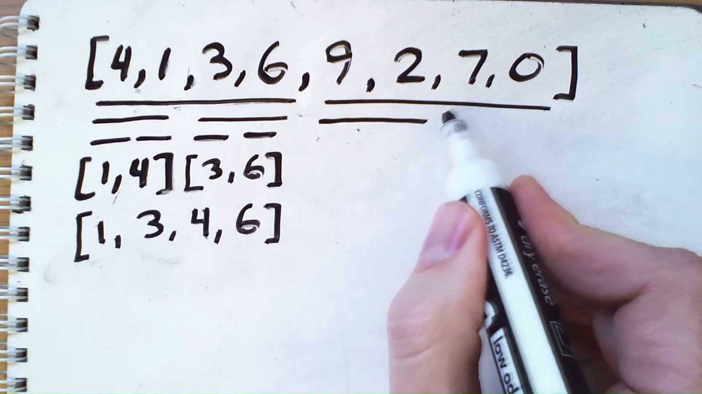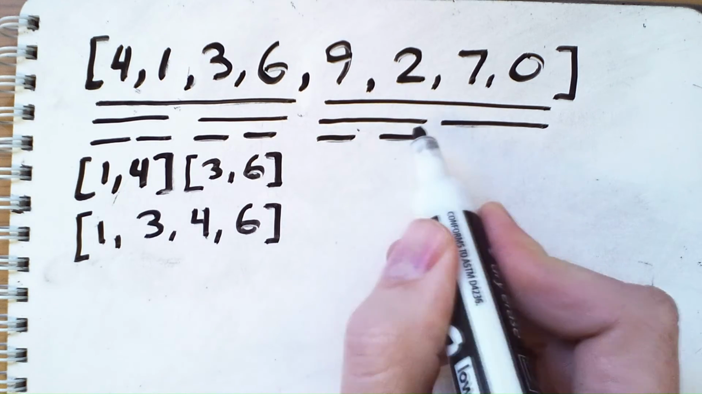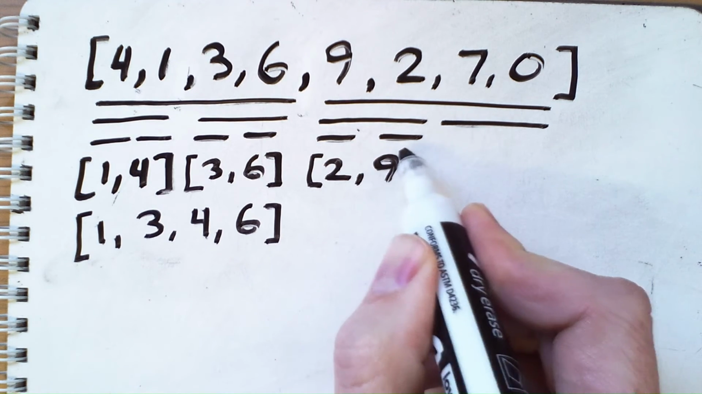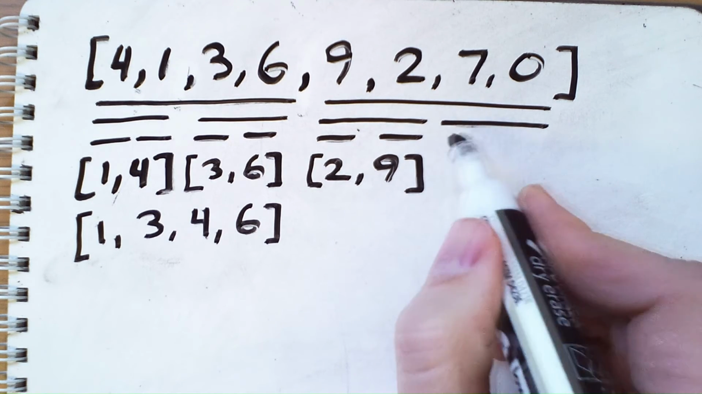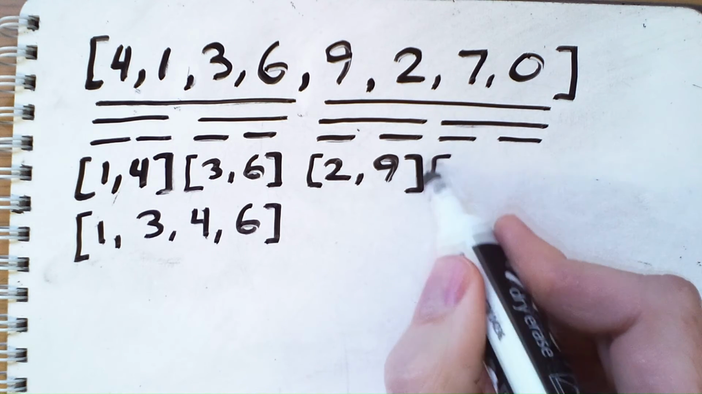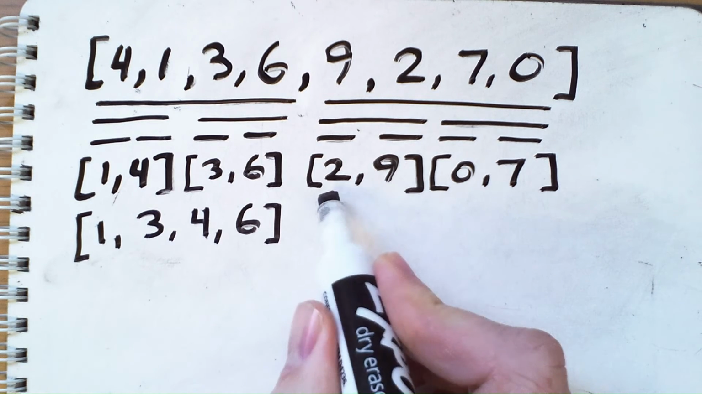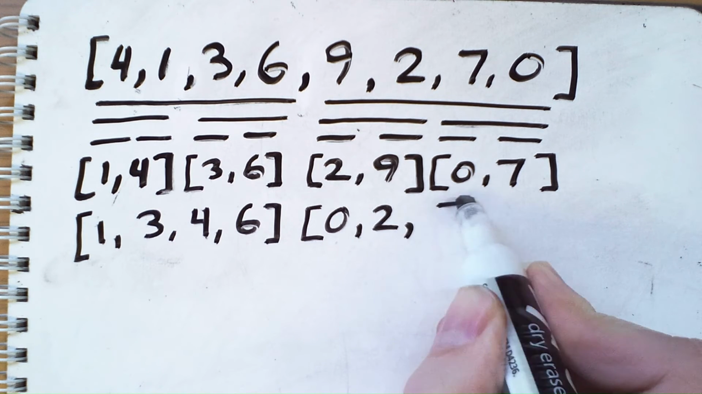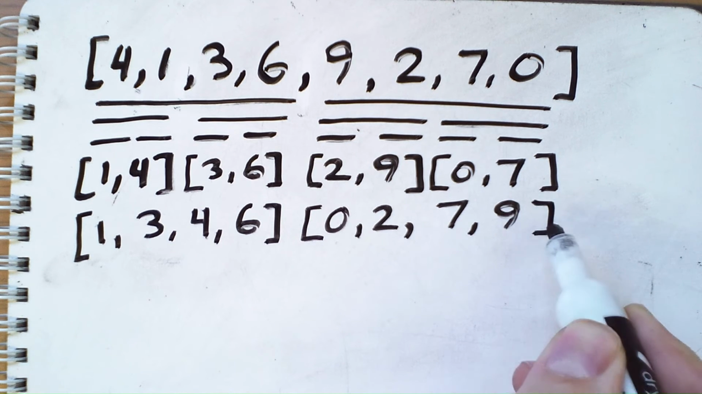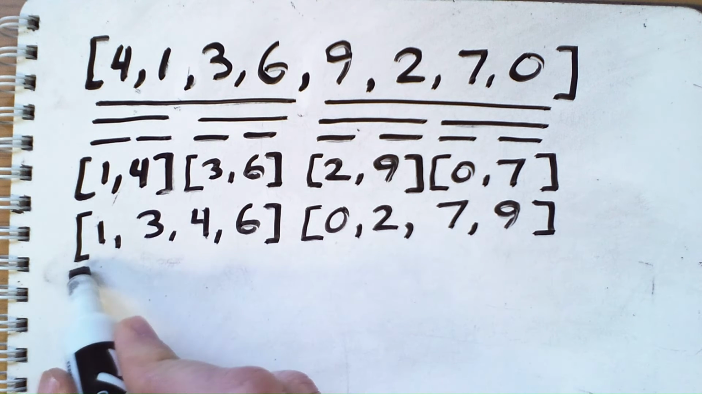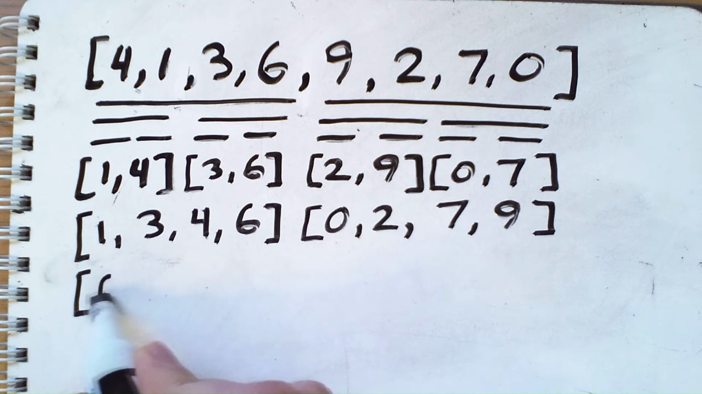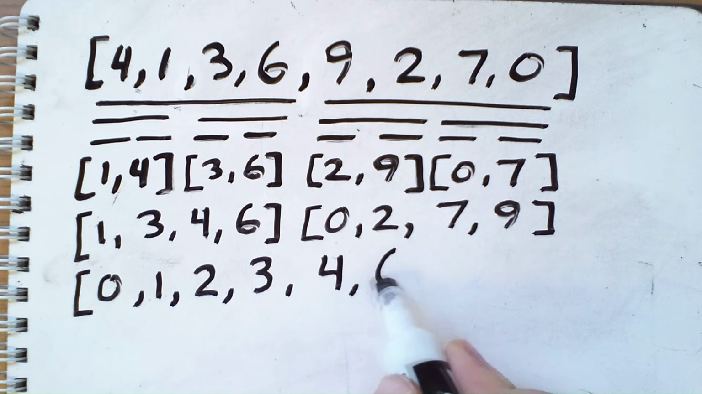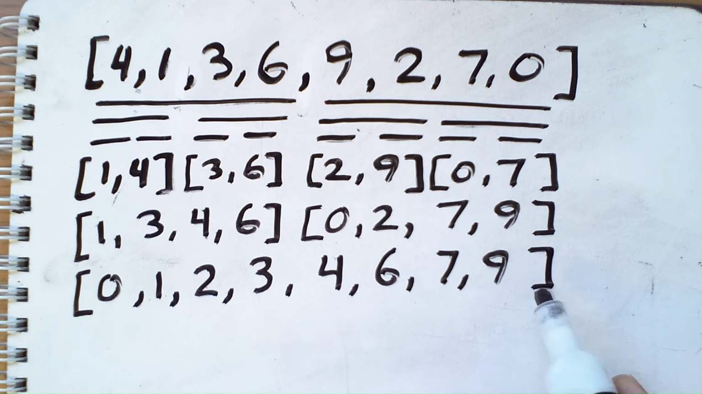So this half is split in 2, and then that left half is split in 2. Then we merge those two subarrays. So we have 2 and 9. And then we go to this side, split that in 2, merge the 0 and the 7, 0, 7. Now we merge that half with this half, end up with 0, 2, 7, 9. And now we can merge that with that, and we'll get a complete result. So we have 0, 1, 2, 3, 4, 6, 7, 9. So this time I have not erased anything.